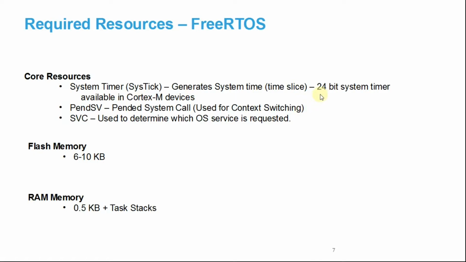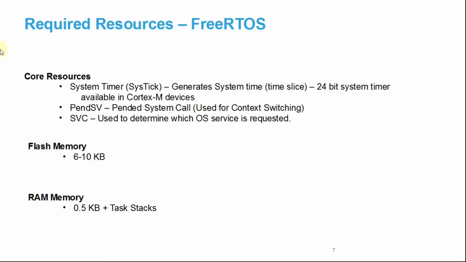The ARM Cortex M architecture provides a 24-bit system timer, which is basically a down counter. It is available in all ARM Cortex M devices, irrespective of ARM Cortex M3, M4, M7, or M33. And we also need a PendSV. This is also a CPU resource or a microcontroller resource. We call it a pended system call, used for the context switching. And we also need another core resource called SVC, which is basically used to determine which OS service is requested. The SVC calls will be used for the delays in the FreeRTOS.